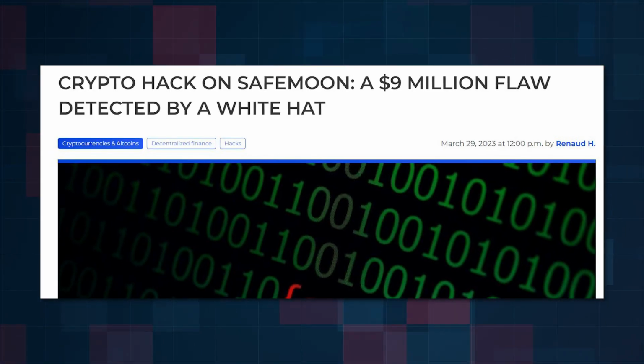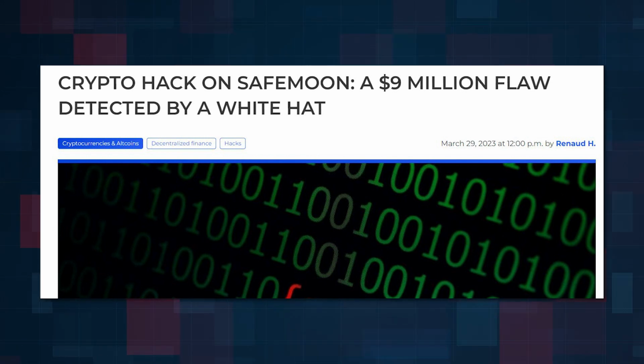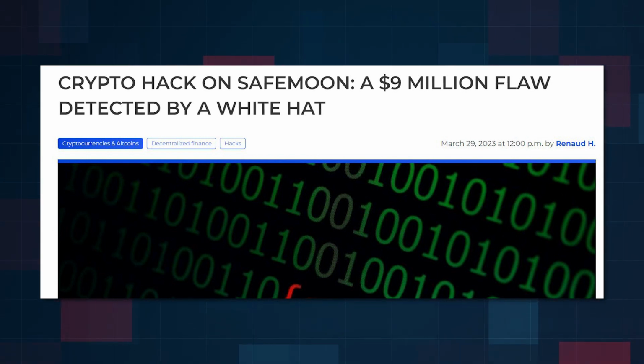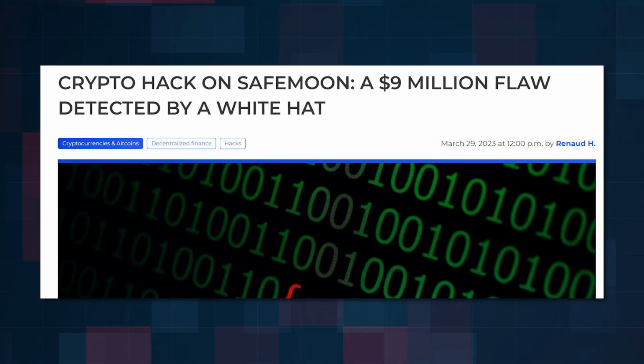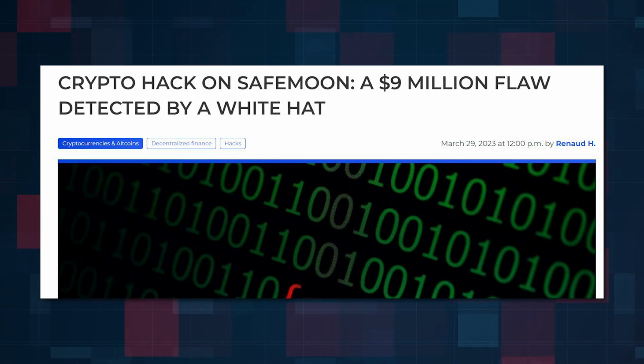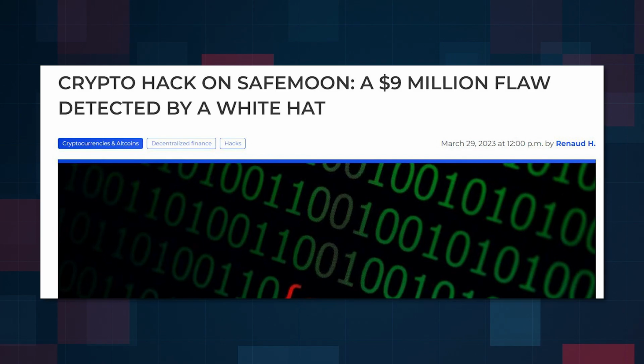Another project, SafeMoon, lost 8.9 million due to a hacker who exploited a public burn function in the contract which allowed users to burn tokens from any other address. This removed SFM tokens from the SFM BNB pool, artificially raising their price and enabling the hacker to sell them back into the pool at a high price.